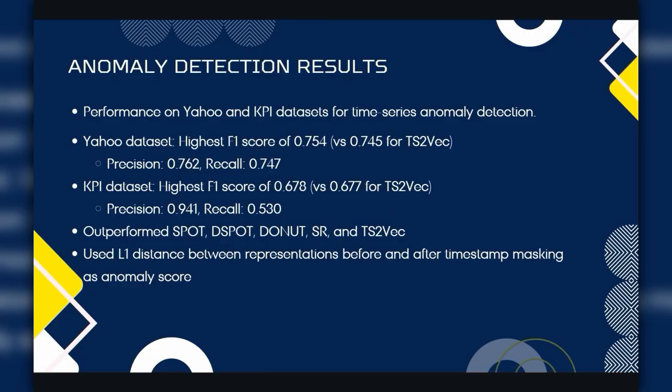For anomaly detection, their method achieved state-of-the-art performance. On the Yahoo dataset, they achieved the highest F1 score of 0.754. On the KPI dataset, they again achieved the highest F1 score of 0.678. These results demonstrate that their learned representations are effective not just for predictive tasks but also for detecting unusual patterns in the time series data.